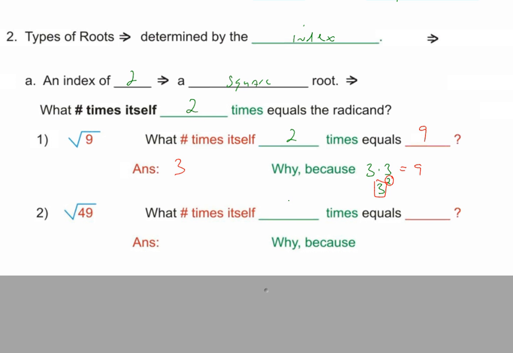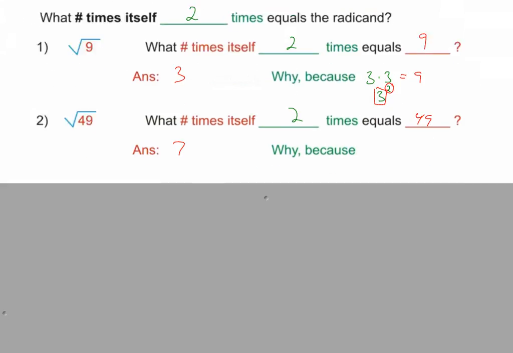I'm going to fly through this because, again, what number times itself 2 times equals the radicand of 49, right? And again, we know the answer is 7. And I'm not even going to finish it because, again, this is a review.